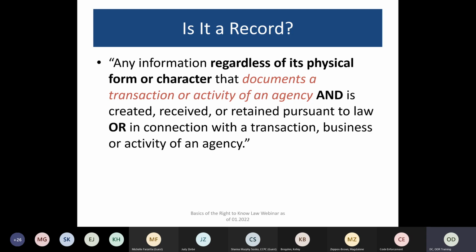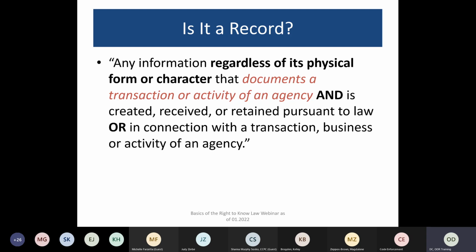So I don't need to worry about communications like that being given out in response to right to know requests because they have nothing to do with our agency. You see how that works? They are not records. Now, let me throw out another example here.